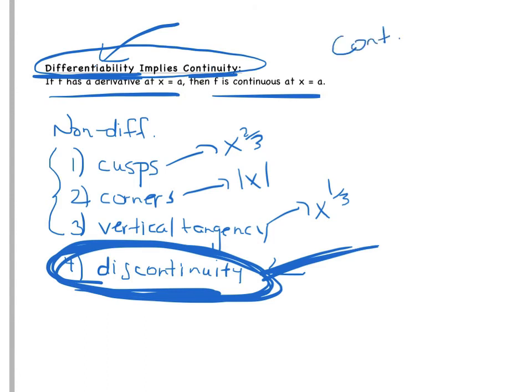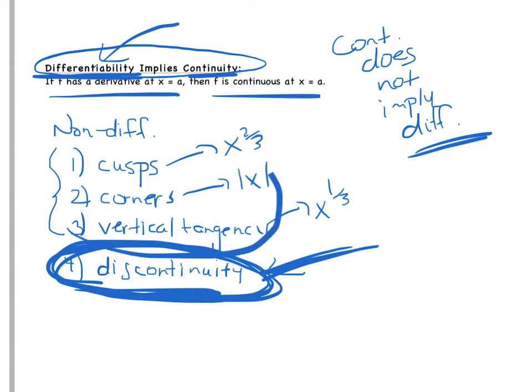Continuity does not imply differentiability. Okay? So only differentiability can imply continuity. Continuity doesn't imply differentiability because of these three examples. Now, if you're not proving differentiability, how are you going to be able to tell? Because in the homework, they're going to give you a bunch of graphs, and they're going to say, is it differentiable or not? All you got to do is look for corners, cusps, vertical tangencies, and discontinuity.